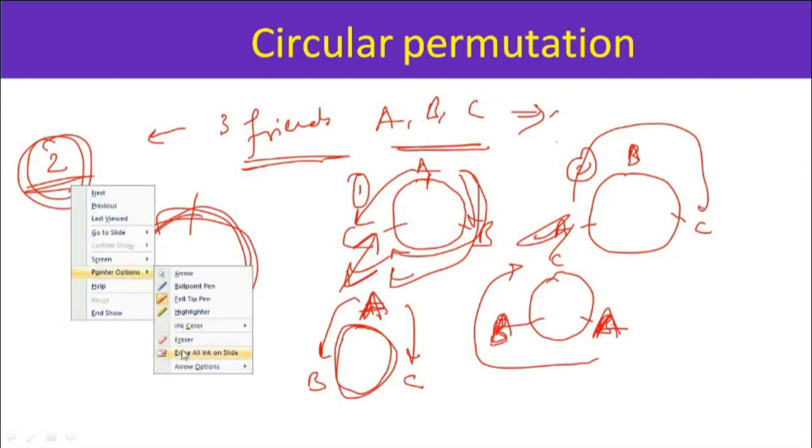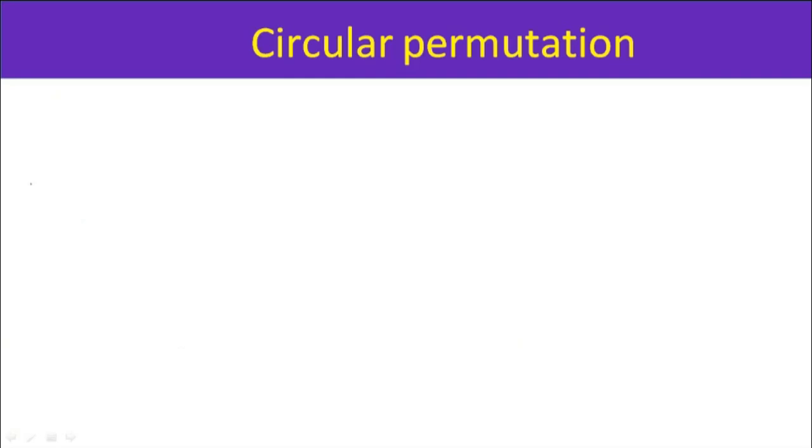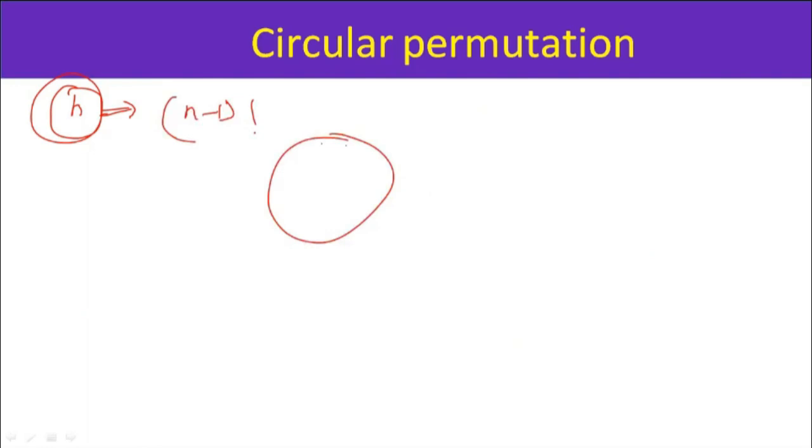So a general formula for this is, if you have n people who want to be arranged in a circle, the answer is n minus 1 factorial. Why? Because you take any one person, wherever he's sitting, you consider that as the starting point. So you essentially fixate one person. Once you have fixed it, then the remaining n minus 1 people can be arranged in n minus 1 factorial ways.